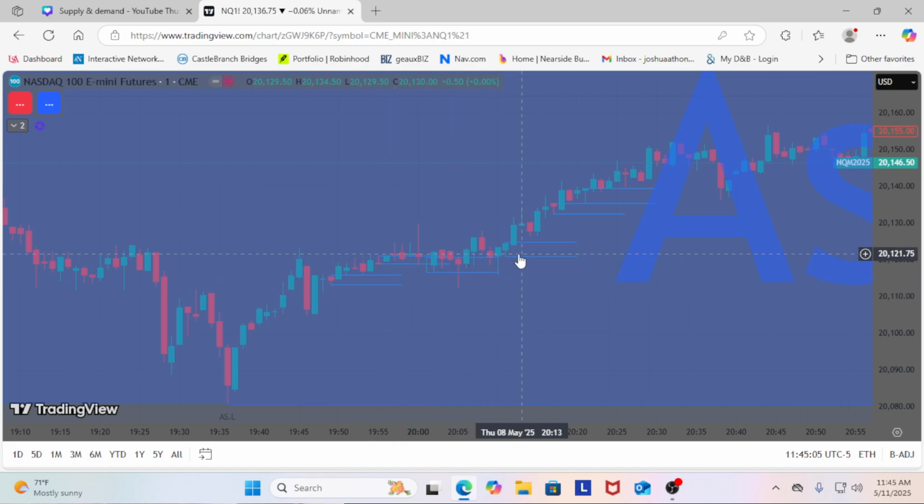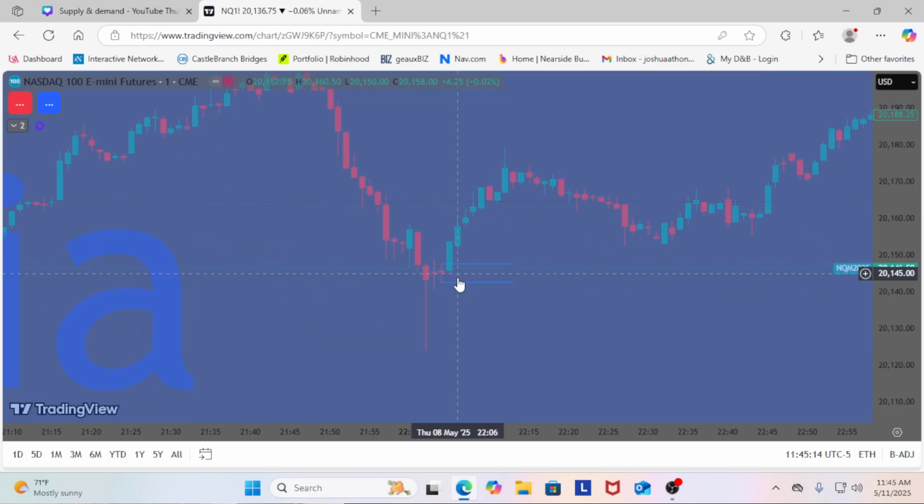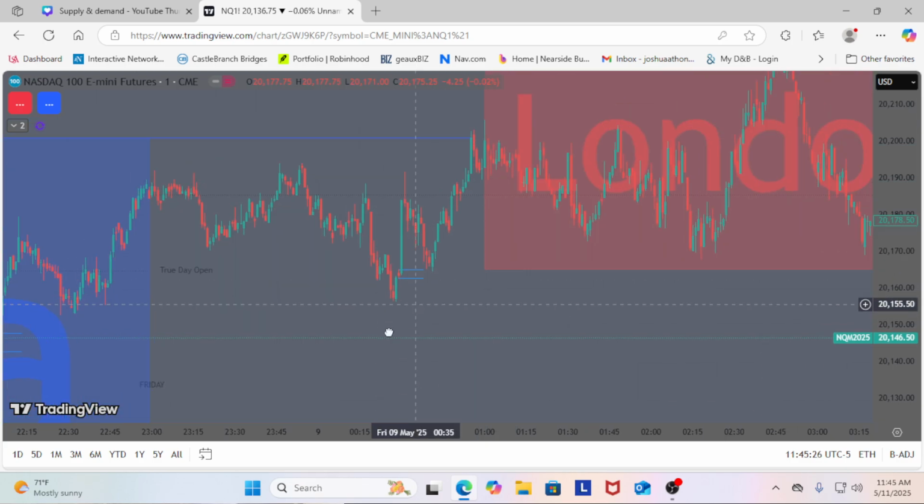Demand, demand, demand, demand, demand. That's a nice ride up. That's a 30-point ride up there. We have a demand zone print here. Let's say you hopped in at this candle here at 151 to 173. There's my 20 points. As you can see, it works.